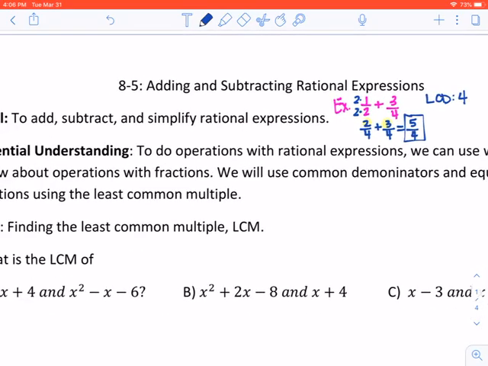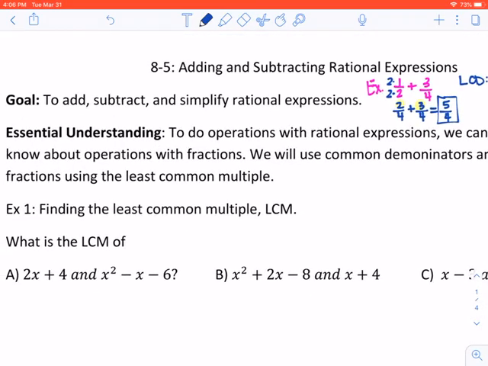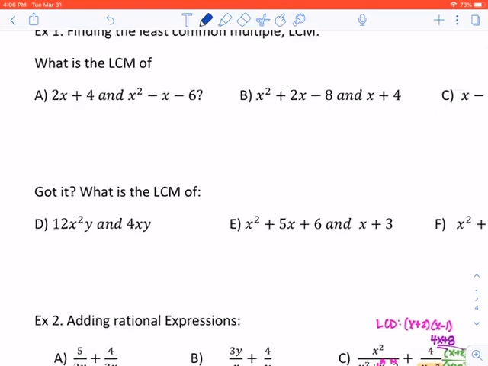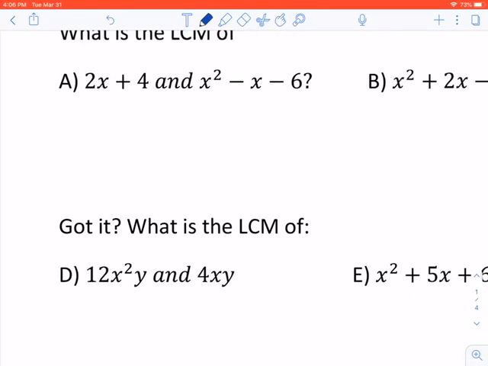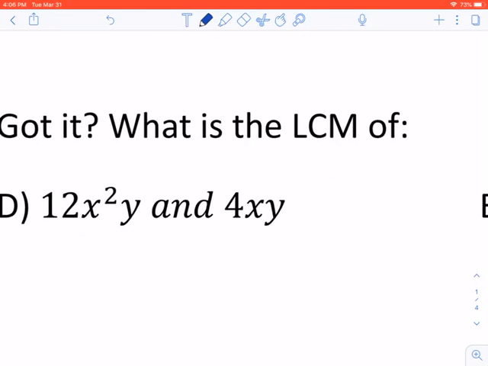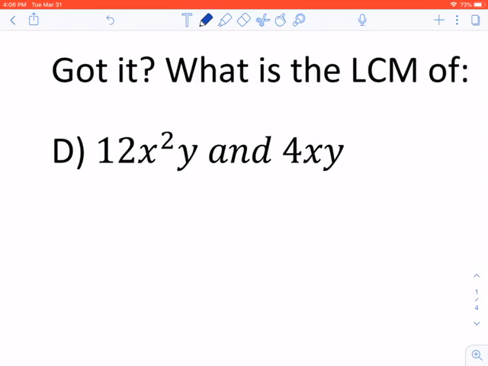So before we get into adding and subtracting the fractions, I do want to talk about the least common multiple. We're talking about multiples here. So we're looking at the Got It choice D. This is the only one I'm going to do. We're going to keep these problems very simple. If we're saying 12x squared y and 4xy were the denominators of two separate fractions, what would the lowest common denominator look like? So we're looking for the least common multiple for these two.